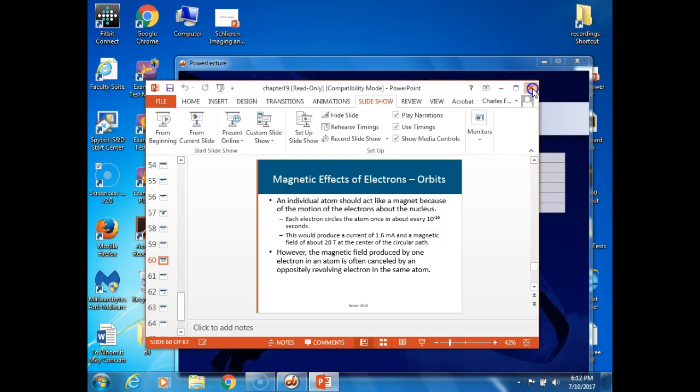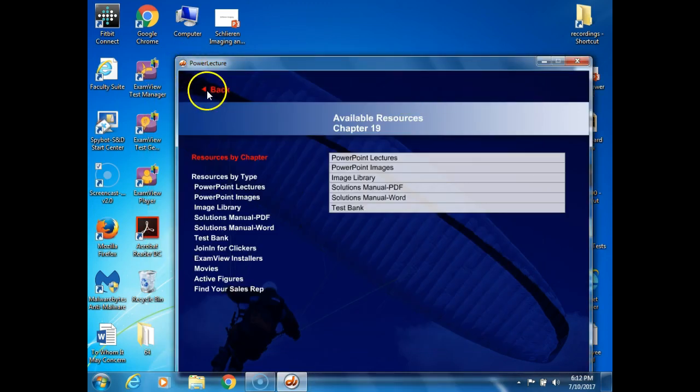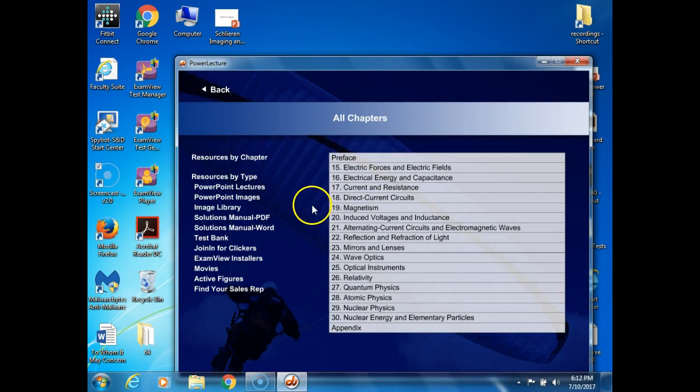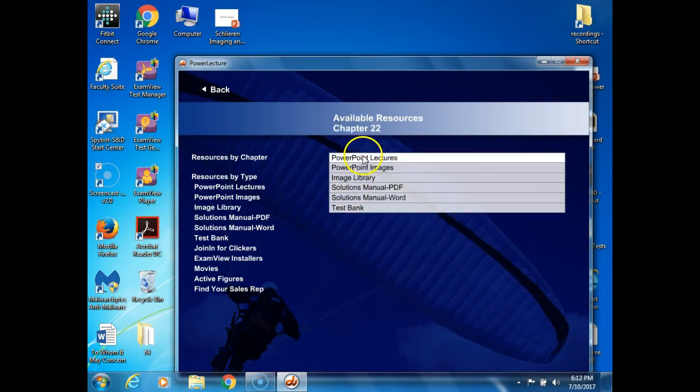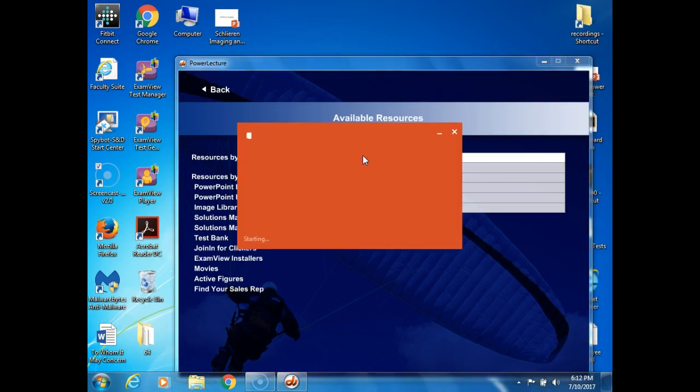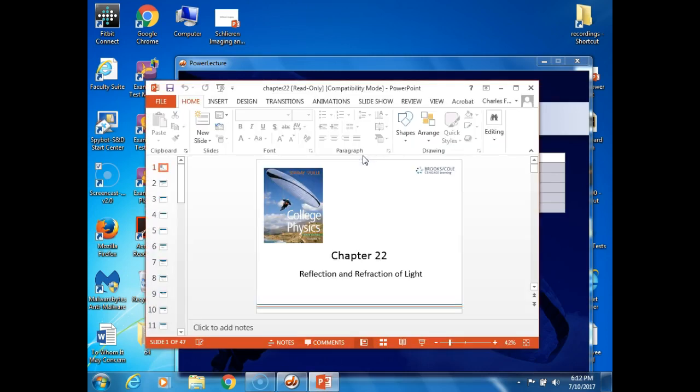Okay, so what we'll do now is go to topic 22, reflection and refraction of light. A pretty interesting chapter. I think it gets a little bit more interesting, but we'll do a little bit here.